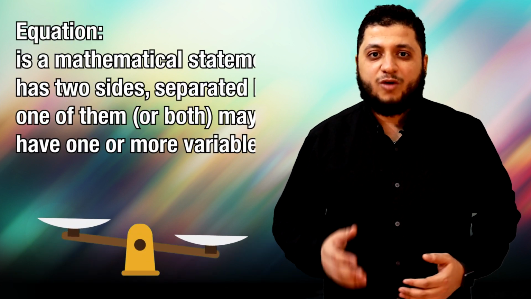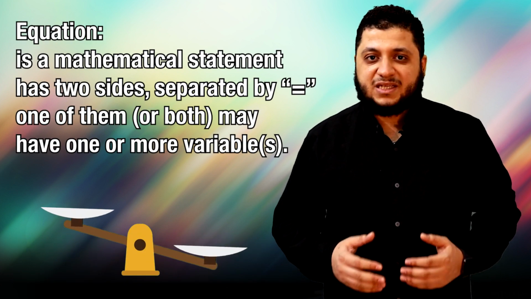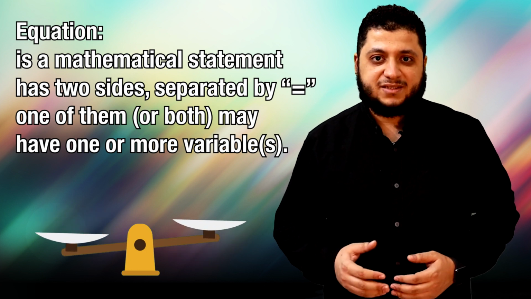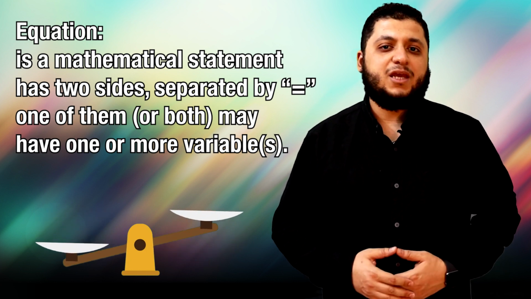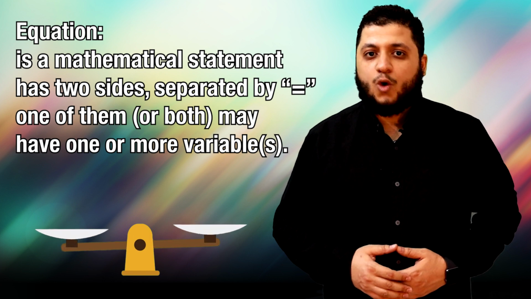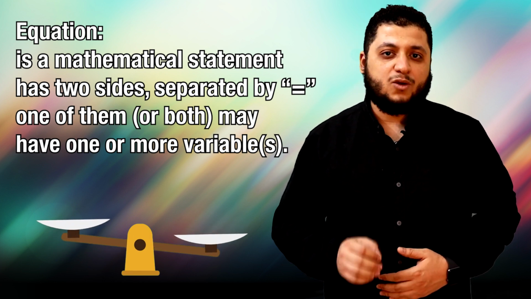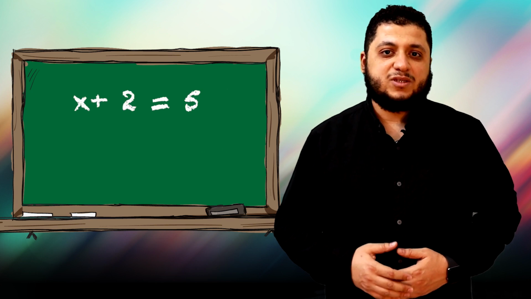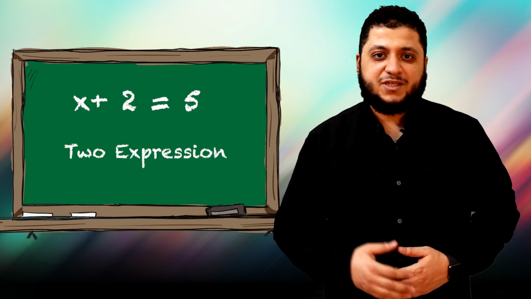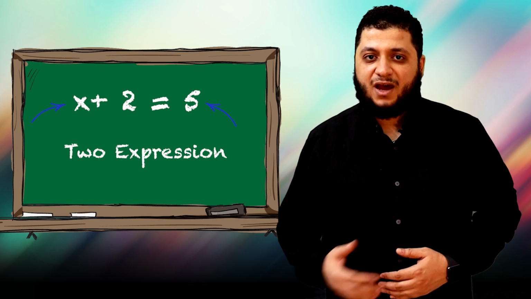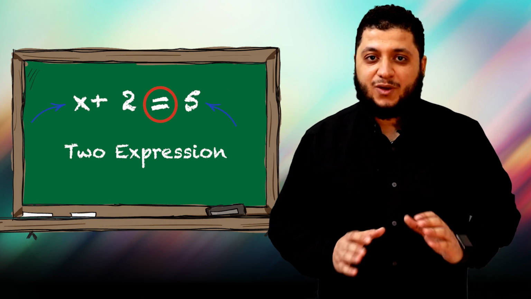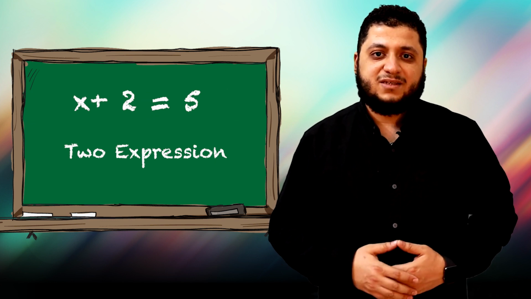An equation, or an equality, is a mathematical statement which has two sides, expressions, separated by an equal sign. One of them or both may have one or more variables. For example, x plus 2 equals 5. Here we have two expressions, x plus 2 and 5, separated by an equal sign. So it has one variable on one side.